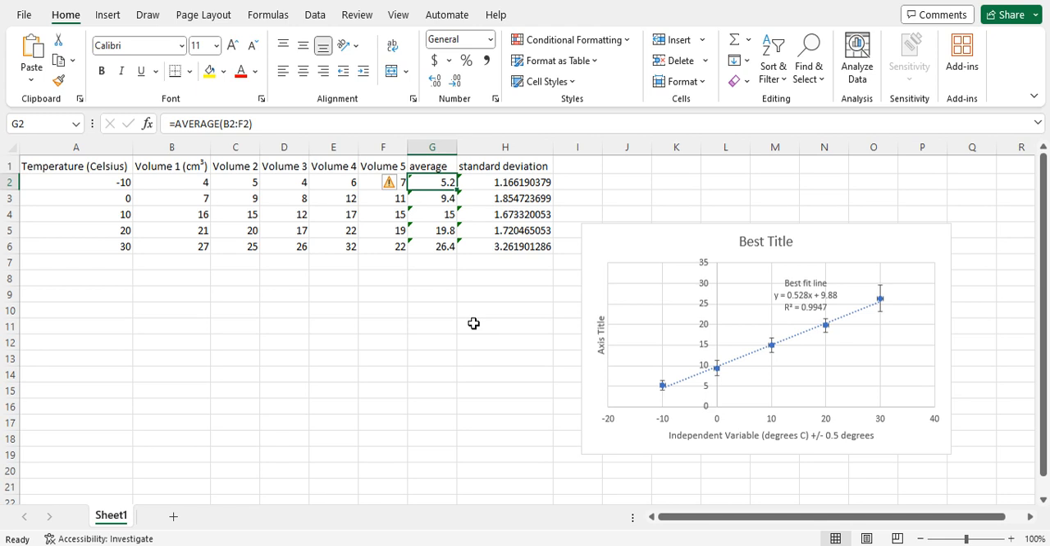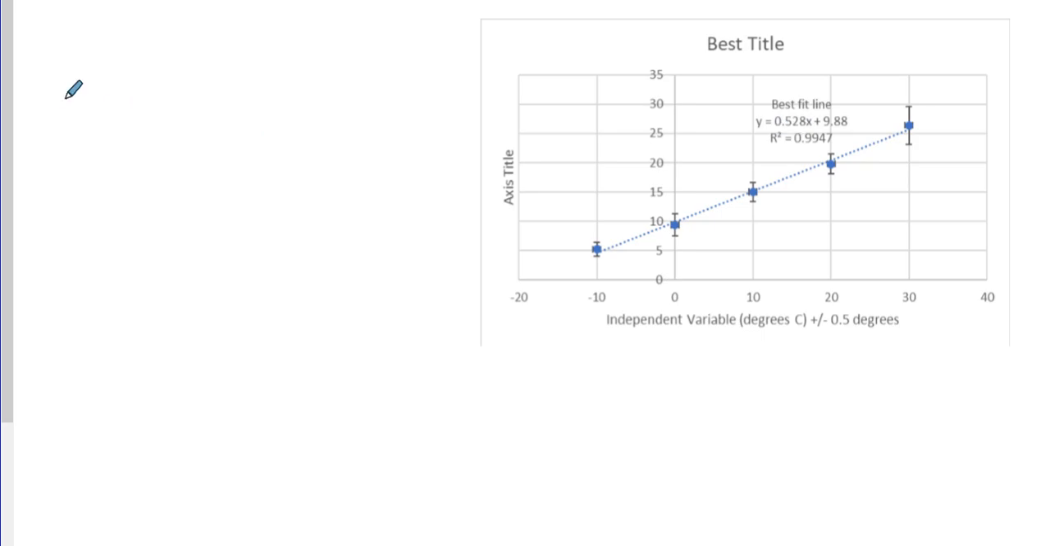We have the equation of the line. We have a slope value. We have a line of best fit with error bars plotted nicely as well. So often the goal with data like this is to look at the slope. So let's take a closer look at the slope value that we have. The slope value here is 0.528, right there in our line of best fit.